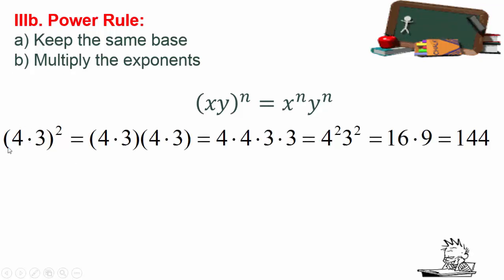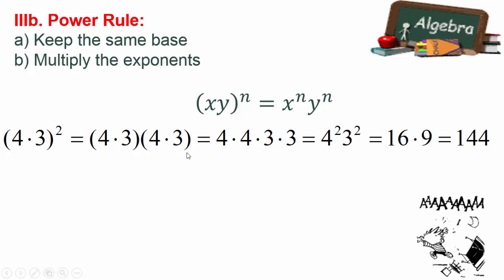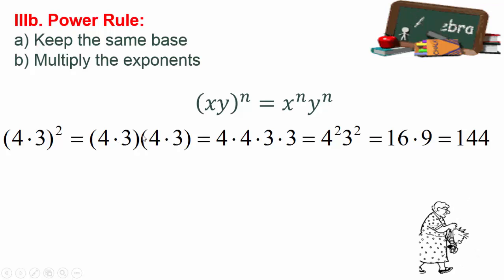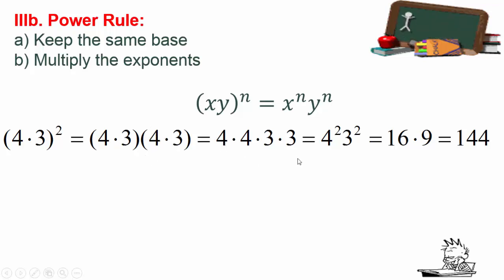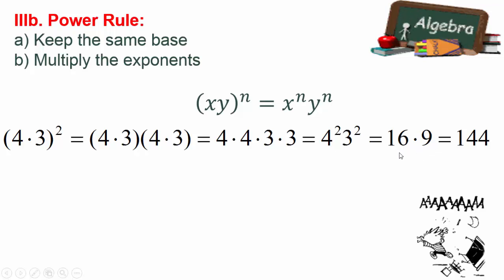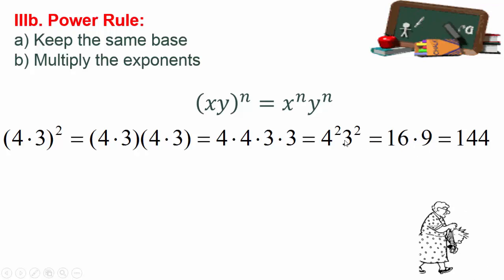And showing an example of how this works. So if we have 4 times 3 squared, well, that's the same thing as 4 times 3 times 4 times 3. And then I just remove the brackets and rearrange it and put the 4's together and the 3's together. And that's the same thing as 4 squared times 3 squared. And then I worked it out in detail. 4 squared is 16, 3 squared is 9, and that's how I got 144.